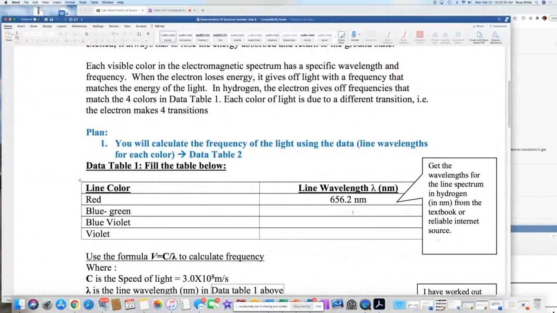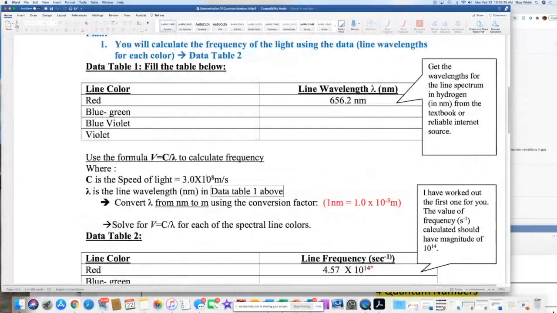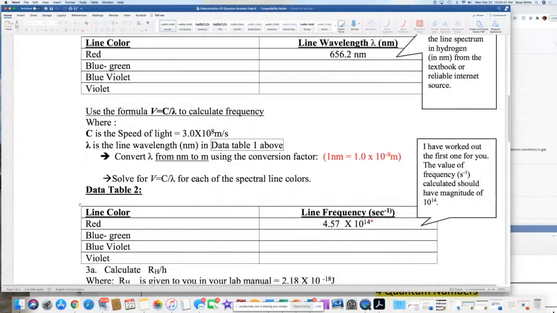Okay, and that will help you fill these up. Then when you're done, I show you how to get the frequency and what your answer should be for your first one. So don't just go ahead and work the second one and the third and the fourth. Make sure you work the first one so you get your answer to match mine.